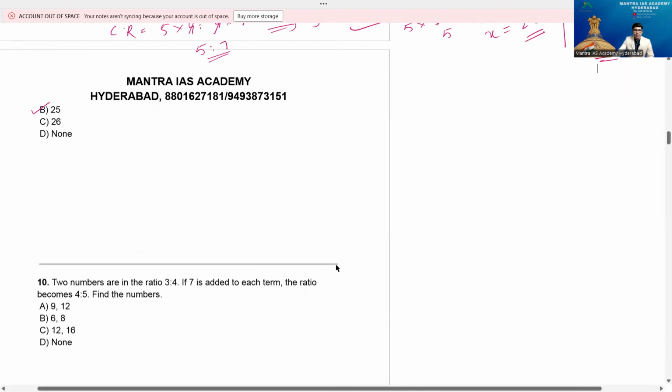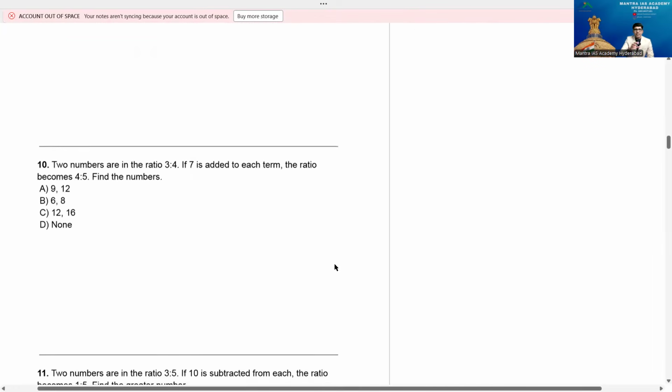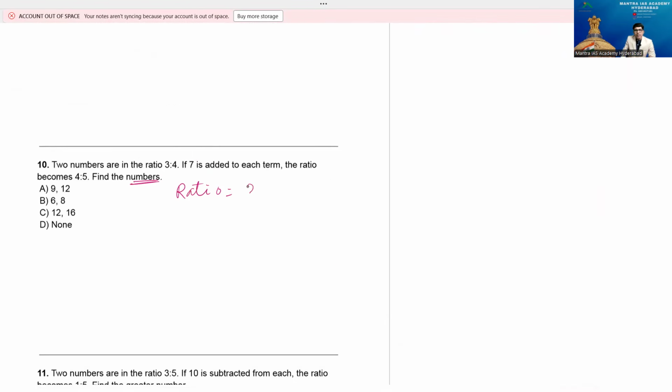Then go to question number 10. Here the application starts. Two numbers are in the ratio of 3 is to 4. If 7 is added to each term, the ratio becomes 4 is to 5. Correct? So find the numbers. Very important. What's the given ratio here? It's 3 is to 4.